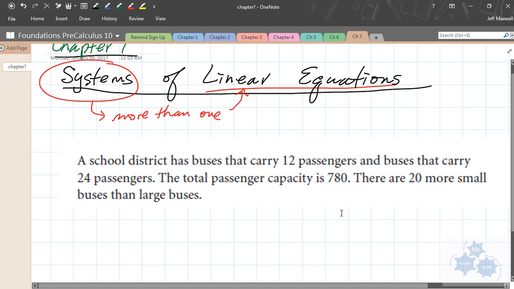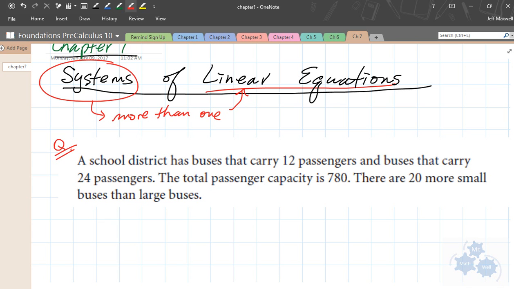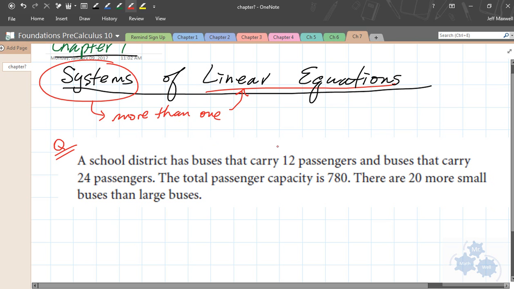All right, so in this question here, this is the type of question that we are going to be able to use a system of linear equations for, but we're not going to get there just yet. I just want to explain the question, and I'm going to get you to think about some of the possible answers. Okay, so a school district has buses that carry 12 passengers and buses that carry 24 passengers, right? So we have small buses and large buses. The total passenger capacity is 780, so there's 780 kids.